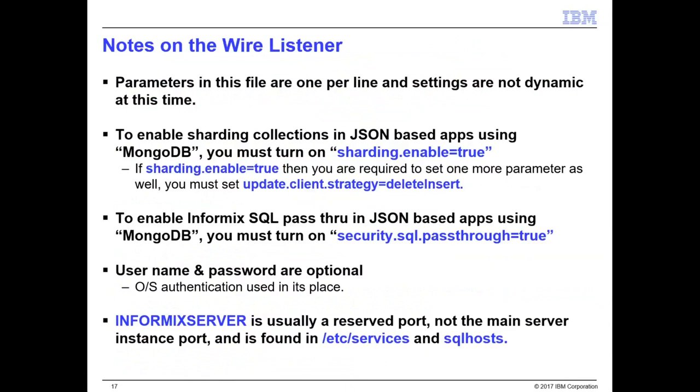To enable sharding collections in JSON, you have to turn on sharding enable true. If you want to turn that on, you also have to set one more parameter, namely the update client strategy, and you have to set that to delete insert in order to set up sharding collections properly. To do SQL pass-through through JSON-based apps, you have to set SQL security pass-through equals true. Username and password are optional, and if you don't set them, OS authentication is used in its place. The Informix server is usually a reserved port and not the main server instance port, and is found in etc services and sqlhosts.